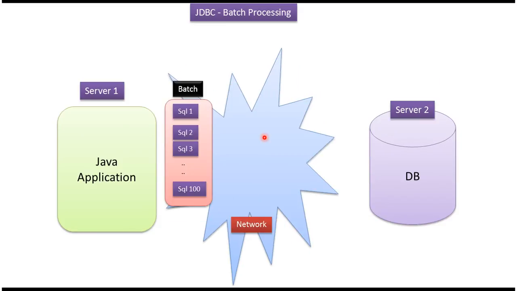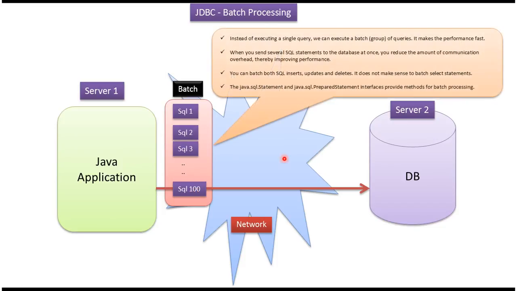Using JDBC batch processing, we can add 100 SQLs in a single batch, and we can send this batch from the Java application to the database server only one time and execute it. In this way, we no need to send each SQL separately. We can send a group of SQLs from the Java application to the database server and execute it. This reduces the communication overhead and improves the performance. The batch processing methods are provided by the Statement interface and the PreparedStatement interface.